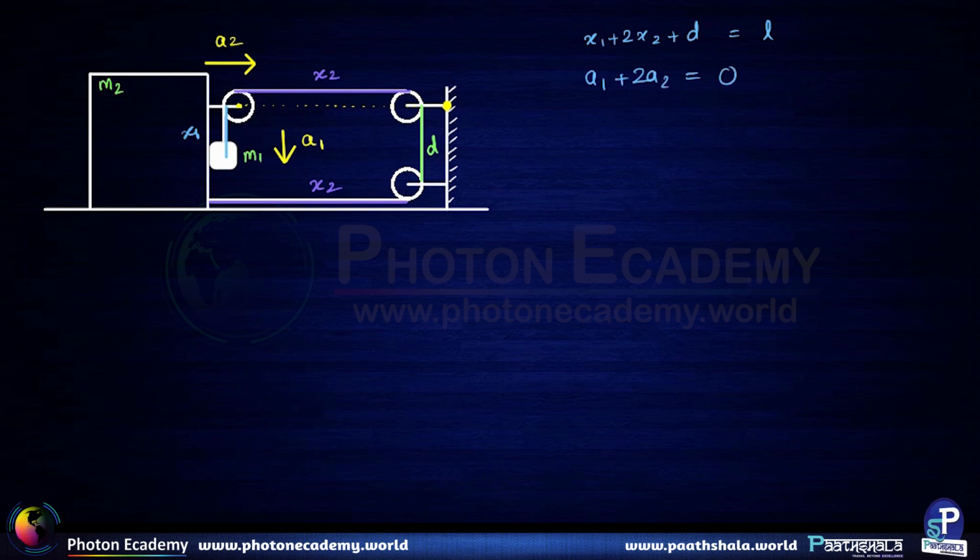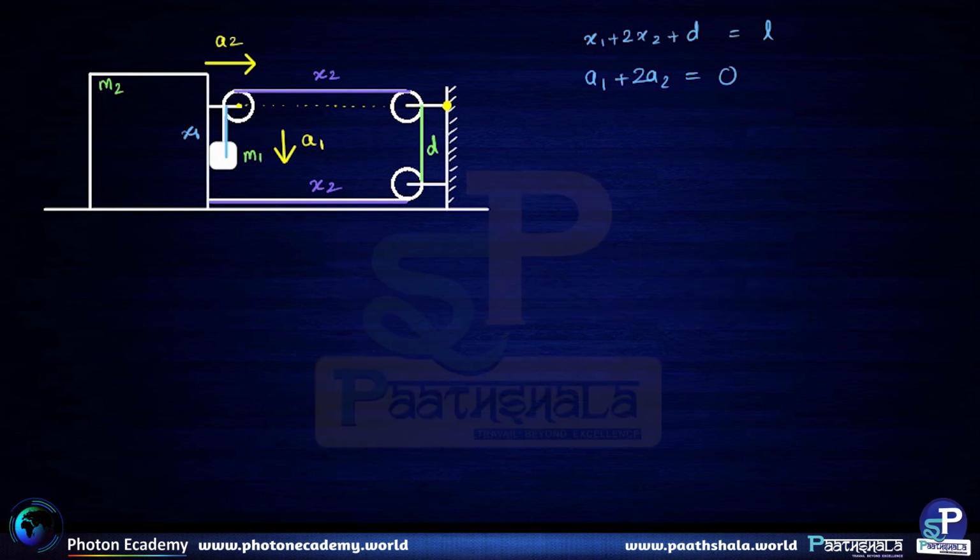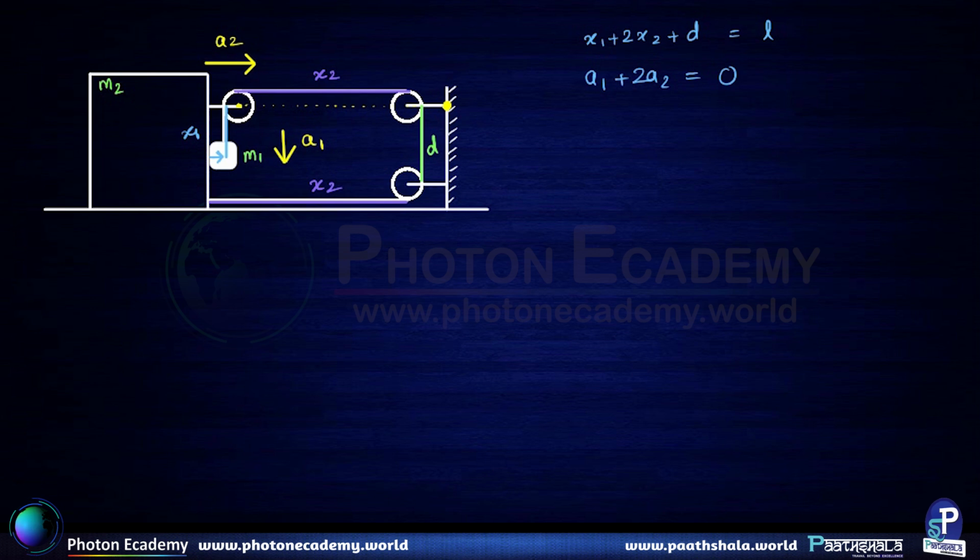Here we need to understand that a1 is the downward acceleration of mass m1, but mass m1 is connected to mass m2 because it has got a normal reaction force over here. So I mean to say it is touching the mass m2. Since it is touching the mass m2, it will move towards the right along with the mass m2 with the acceleration of the mass m2.